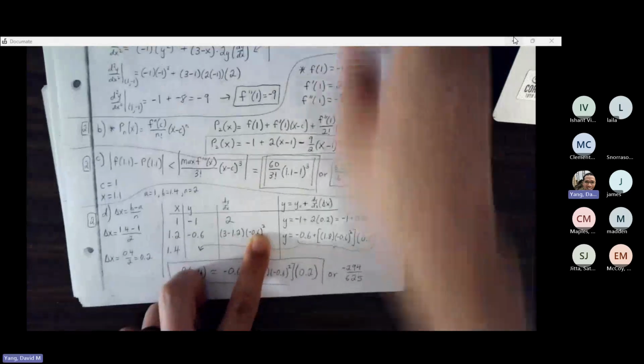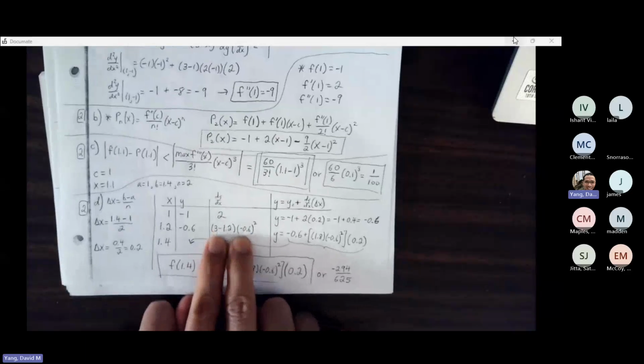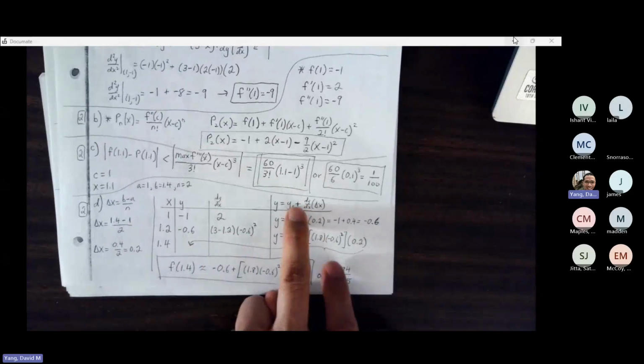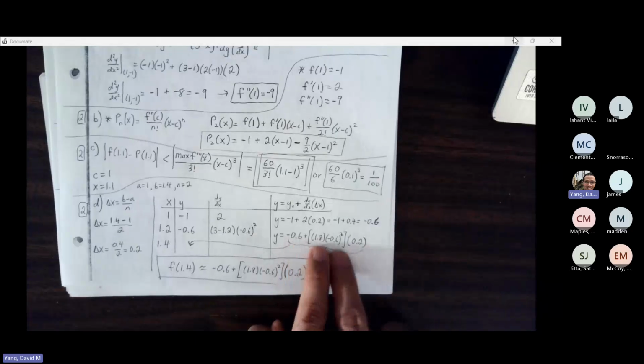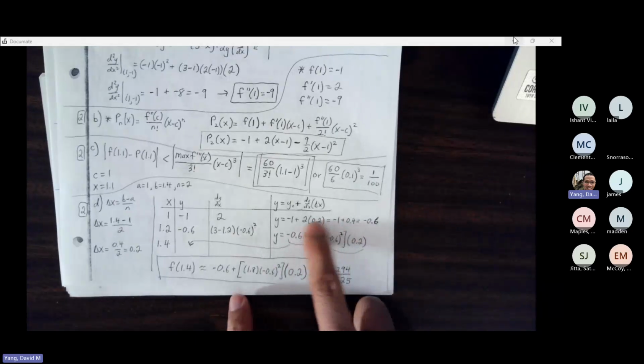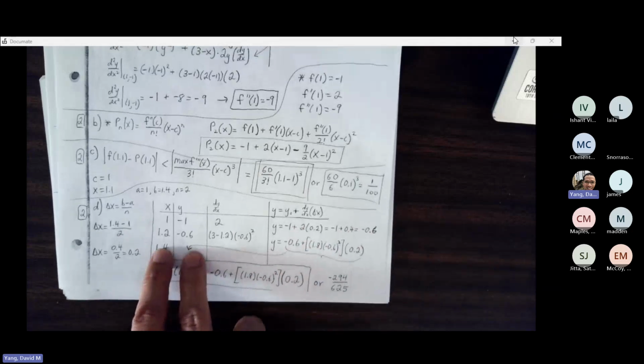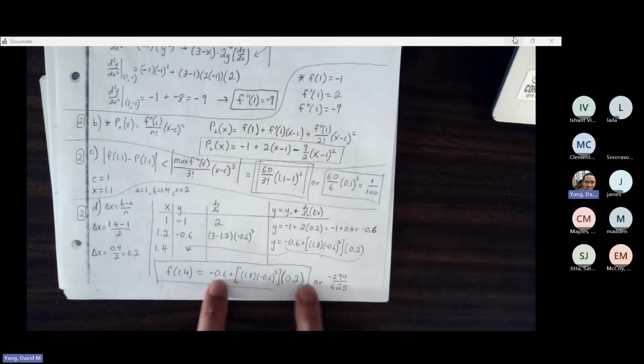I don't want to spend the time trying to multiply all this out. So I'm going to take all this and put it into my formula here. So my y sub 0 is -0.6 plus my slope times 0.2. Thankfully, this is as far as I need to go because this is basically my y value at 1.4. So I'm going to leave my answer unsimplified. This is my y value.